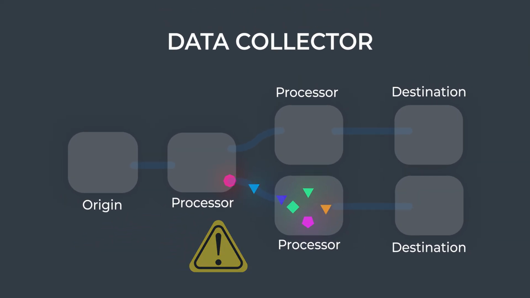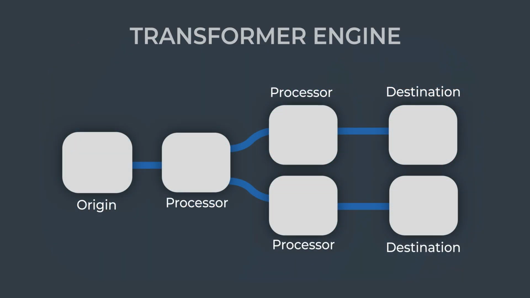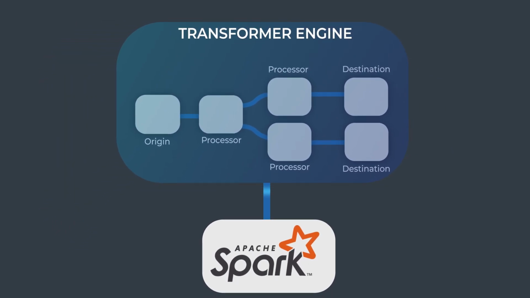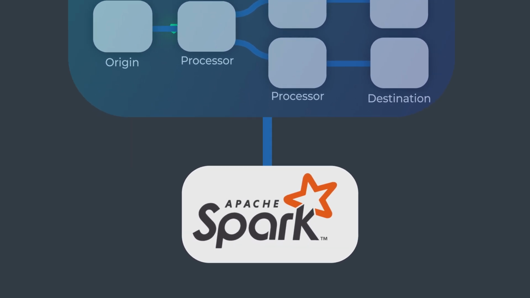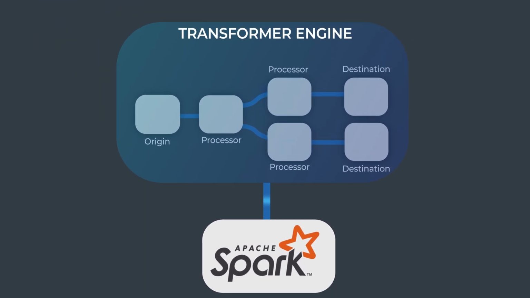In order to overcome these challenges, we present the transformer engine. Transformer engine is an execution engine that runs data processing pipelines on Apache Spark. Apache Spark is an open source product that leverages cluster computing technologies in order to process data fast and efficiently. Transformer engine acts as a client for deployed Apache Spark nodes. This way, we can take advantage of Spark's performance benefits without the need of writing our own Spark application.